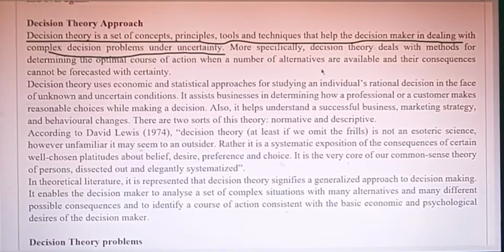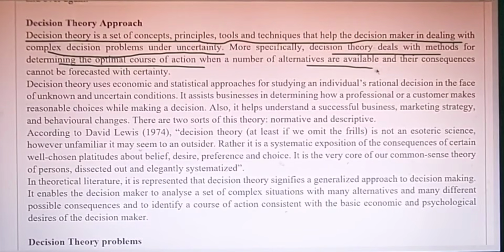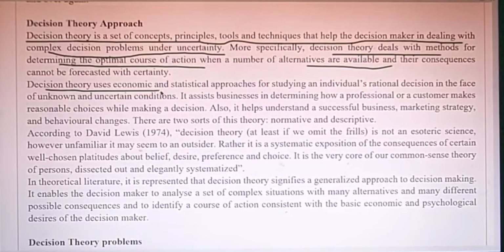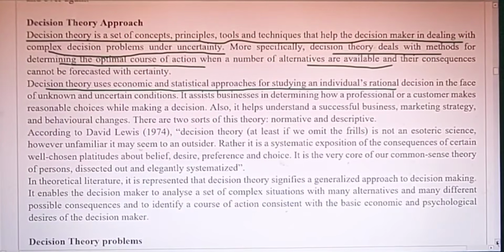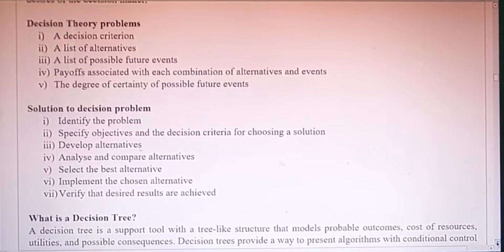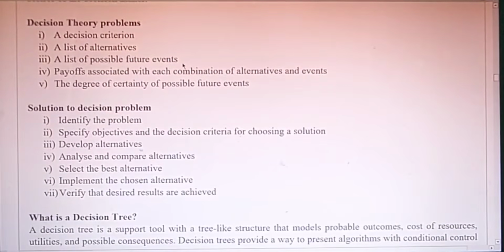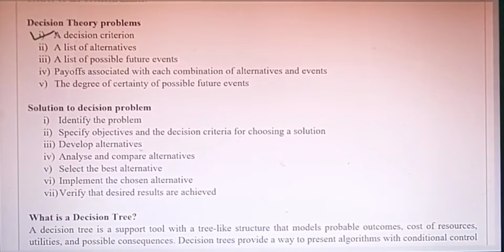And decision theory more or less deals with the methods of determining the optimal course of action when a number of alternatives are available to the company. So basically decision theory uses economic and statistical approaches for studying an individual decision, right? And when we talk about the issues in decision theory, basically there are 5 issues that happen with the decision. The first one is the decision criteria, like what criteria we will use to take decision.